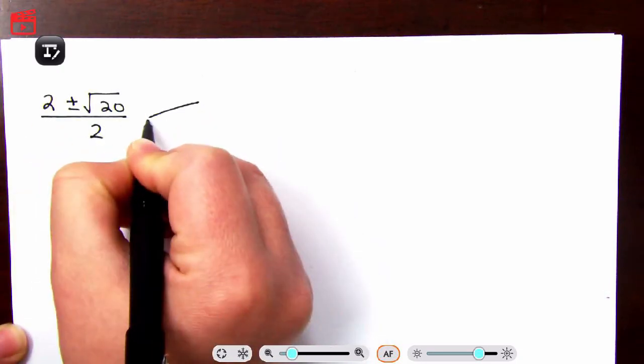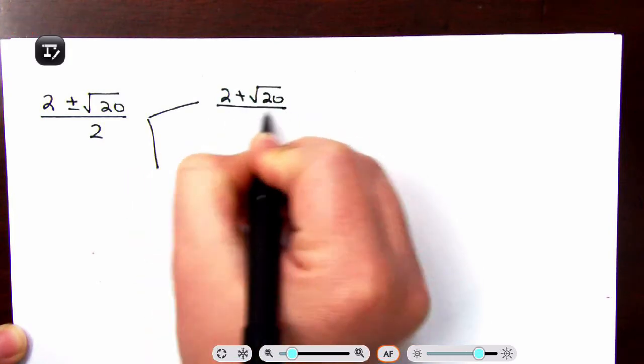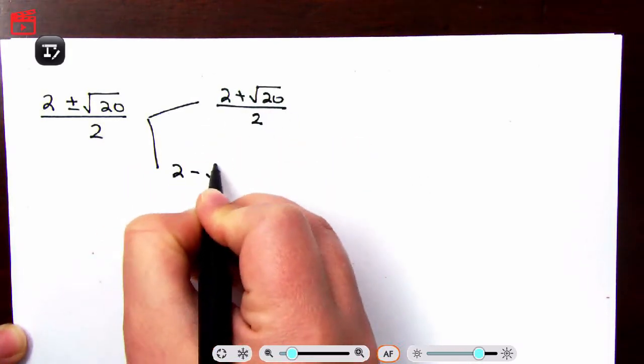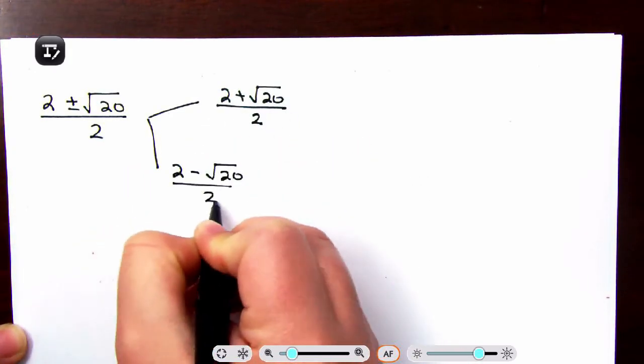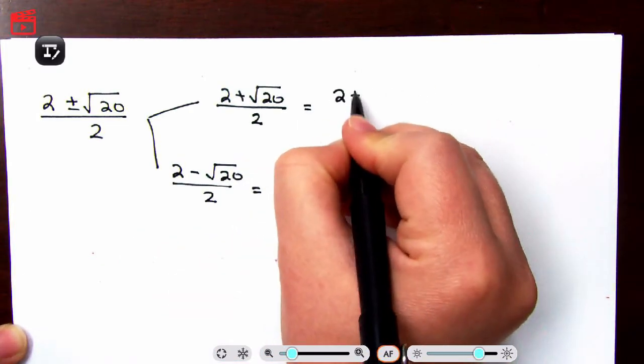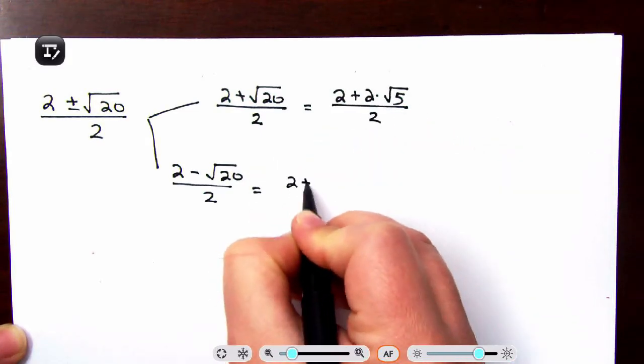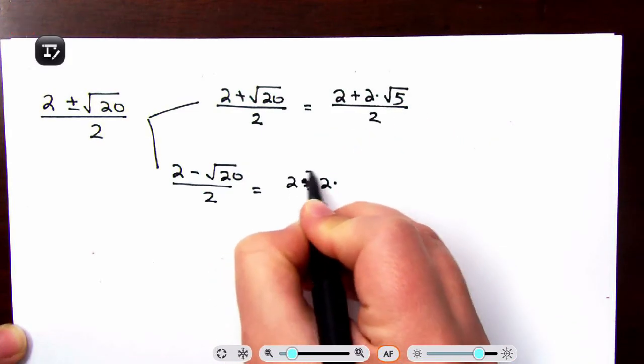Then we separated them out to 2 plus the square root of 20 divided by 2 and 2 minus the square root of 20 divided by 2. Then we said we can rewrite the square root of 20 as 2 times the square root of 5. Oops, this should be a minus.